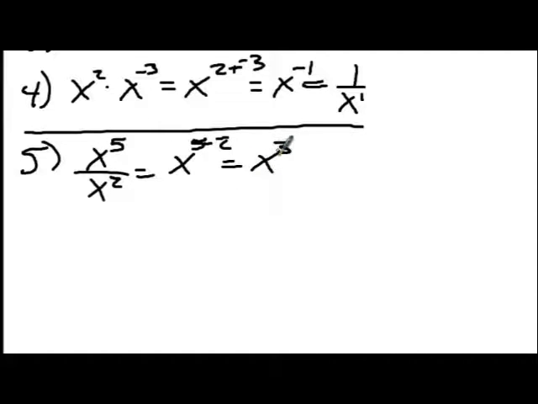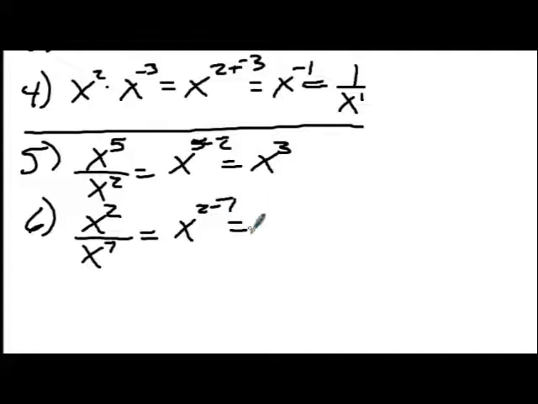Another example. Say you had x squared, or x to the power of 2, over x to the 7th. You're dividing, so you're going to subtract those exponents. So it's going to give you x to the 2 minus 7. 2 minus 7, that's a negative 5. Uh-oh, got another negative exponent. And once again, we don't like negative exponents. Us math people, that's just how it is. We're going to write that as 1 over x to the positive 5.